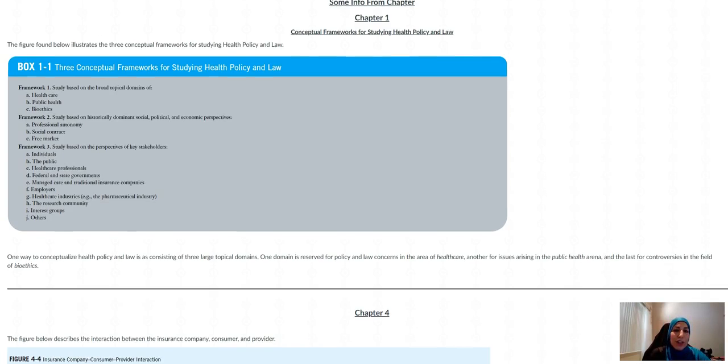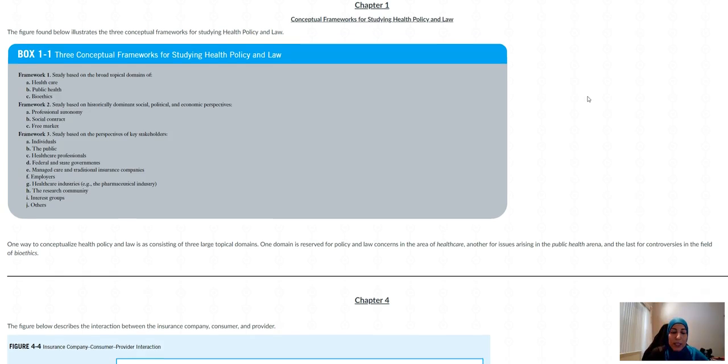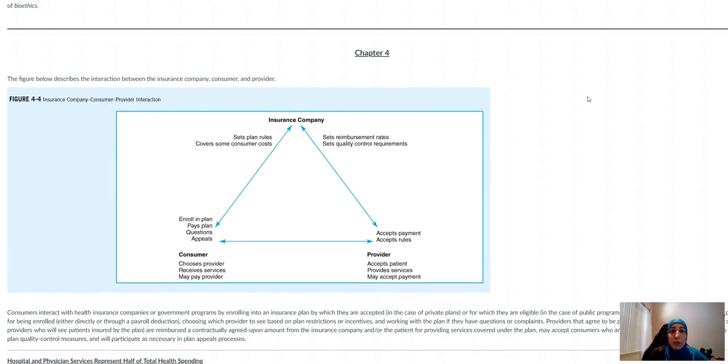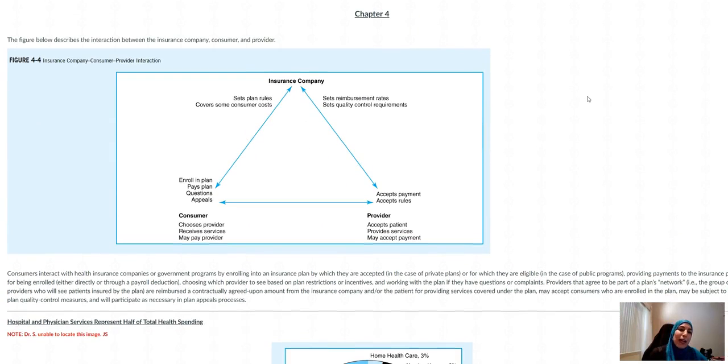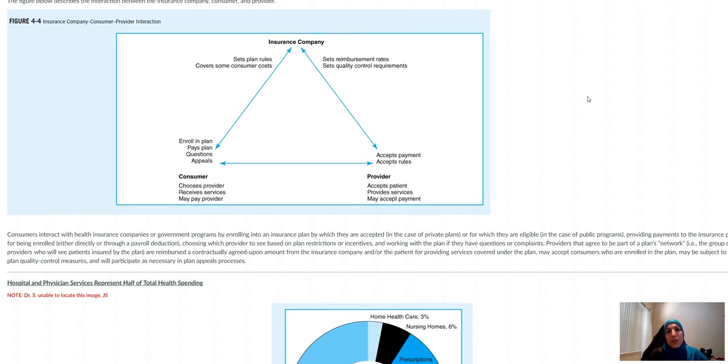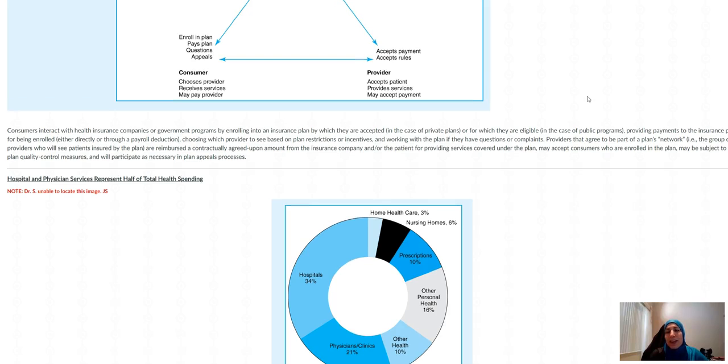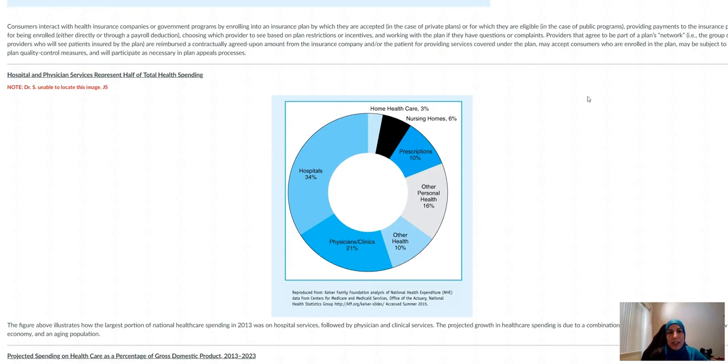The first image here, or text box, includes the 3 conceptual frameworks for studying health policy and law. Then below that, we jump to Chapter 4. And this diagram illustrates the interaction between the insurance company, the consumer, and the provider. And below the diagram, you'll find some information providing a little more detail about the diagram.